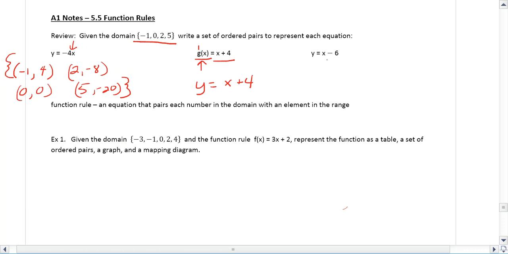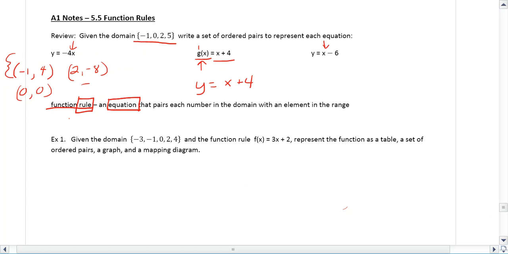And I don't know if we need to do another example of input. You put in each element in the domain and you get an output. So now let's look at the definition we need here. A function rule. The word rule is an equation. That's what I would like you to remember from this.